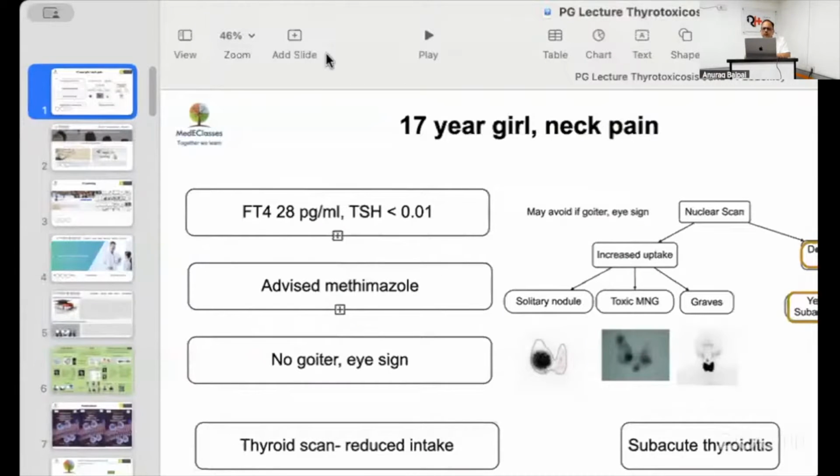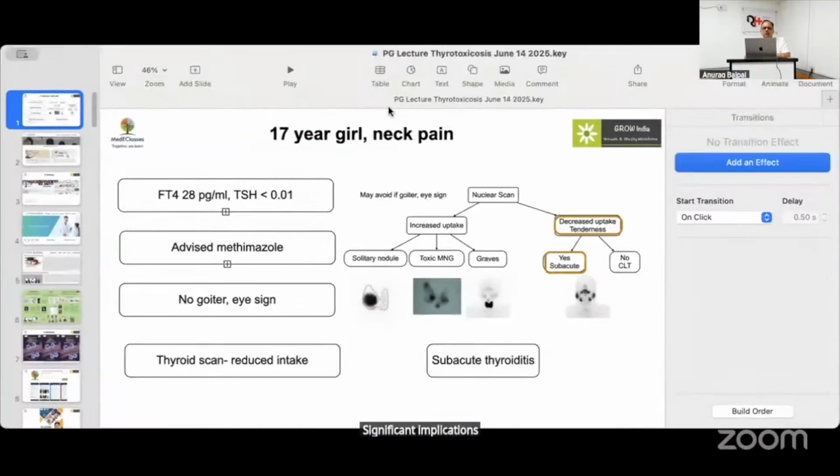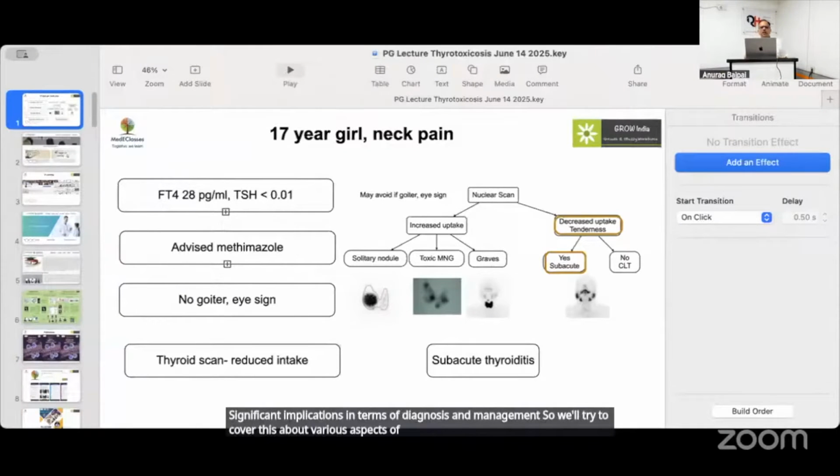Thyrotoxicosis, which is extremely relevant from a pediatric endocrine perspective and has significant implications in terms of diagnosis and management. So we'll try to cover various aspects of thyroid disorders.